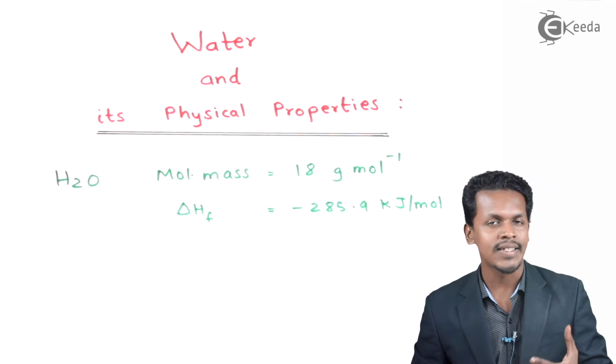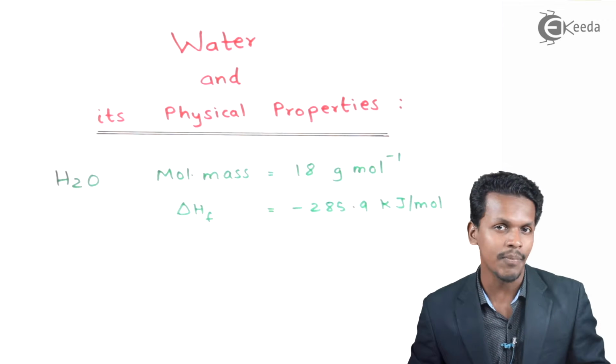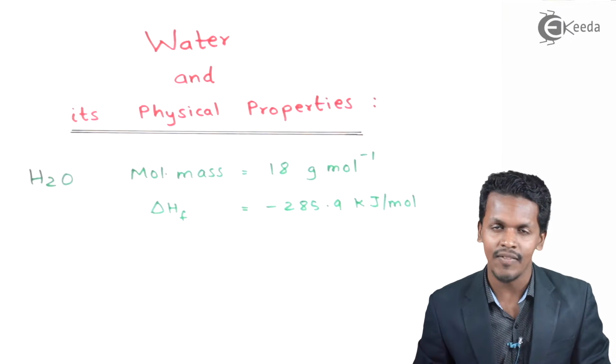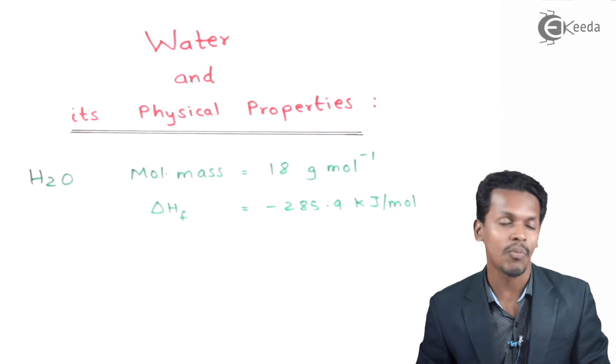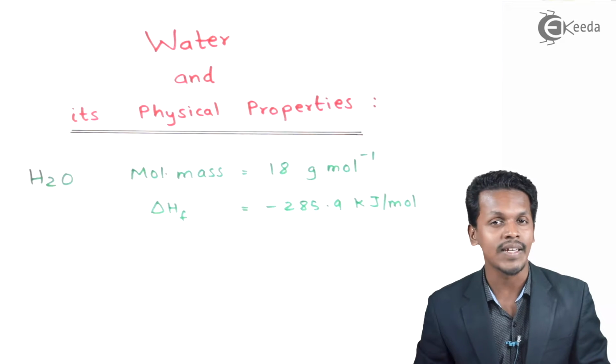There are also properties like density, which is 1 gram per cm cube, and the melting point, which is found to be 273 Kelvin. The boiling point is found to be 373 Kelvin. So these are the certain physical constants that we know.